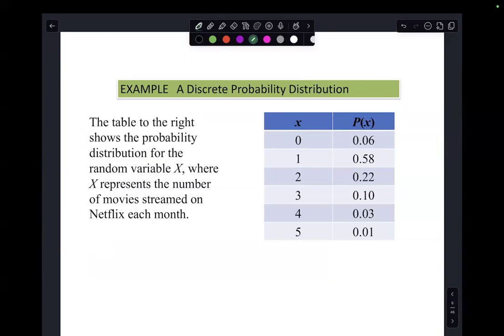Okay, so this is a probability distribution. If I added all these up, I would get 100%. Just trust me on that. And they're all between 0 and 1.